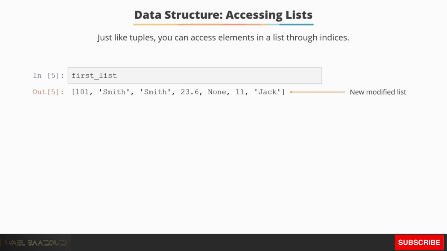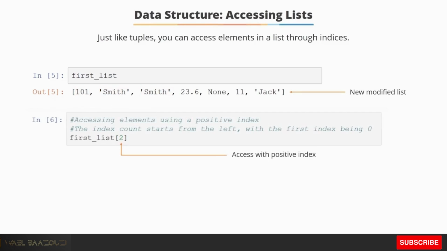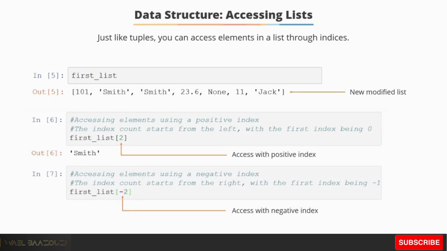Just like tuples, you can access elements in a list through indices. As you have learned earlier, positive indices are counted from the left starting with 0. By providing the positive index, you can access the specified list element. Recall that negative indices are counted from the right, starting with -1. Since -2 refers to the second element from the right in the list, the value 11 is generated as the output.